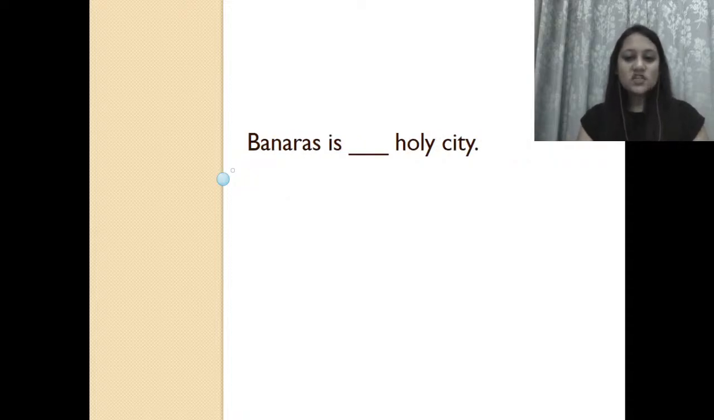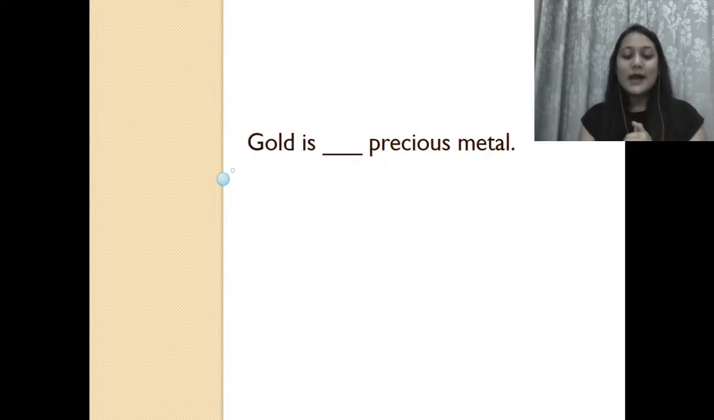Banaras is dash holy city, right? It says Banaras is a holy city. No, again, it is a, because the sound is HO. The answer is, Banaras is a holy city. Out of so many cities, we are talking about Banaras, that is why. Next is gold is dash precious metal.